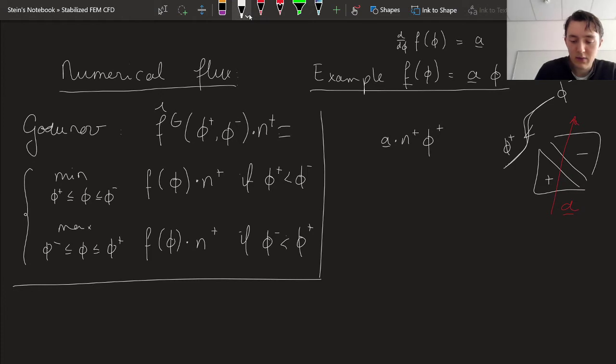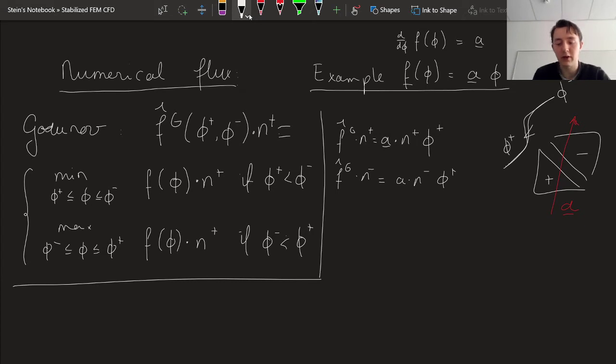Okay, so that's going to be f hat g dot n plus. And of course f hat g dot n minus is going to be, well, opposite to that, or we get a dot n minus phi plus. Okay, good. So that's the first case.